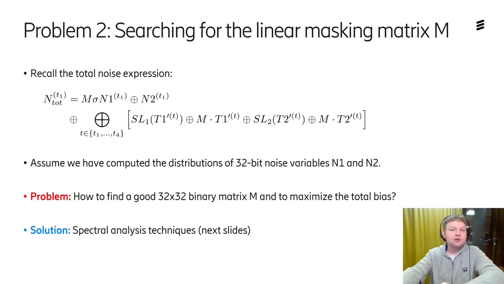So the second problem that is more interesting was to find the matrix M such that the total bias of the noise expression is maximized. And this we can do with spectral analysis techniques. So in the next part of this presentation, I will mainly speak about spectral analysis tools for cryptanalysis.